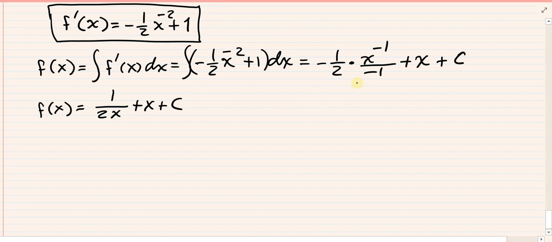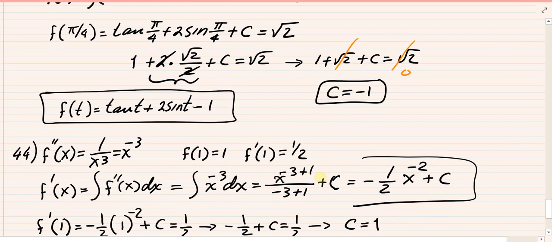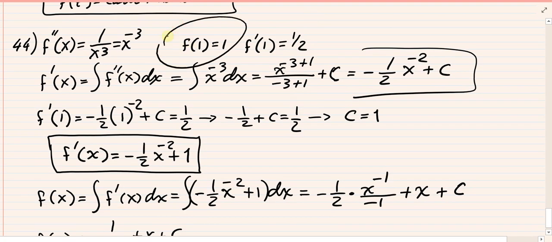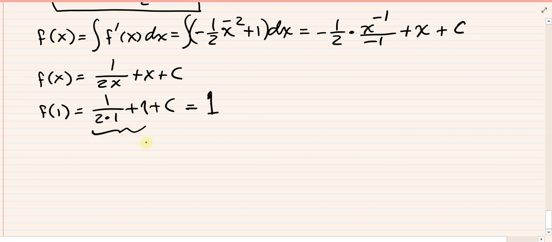Let's see. So what do we need to do? For the initial value problem, we were given the initial value: f at 1 has to be 1. This time I'm going to make it equal 1. So f at 1 is 1 over 2 times 1 plus a constant. This should be 1, right? We're told that. So now I have a half plus c, that is 1.